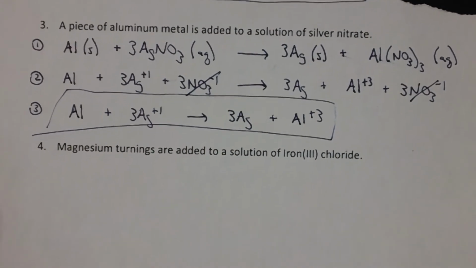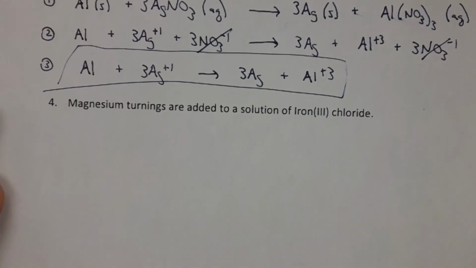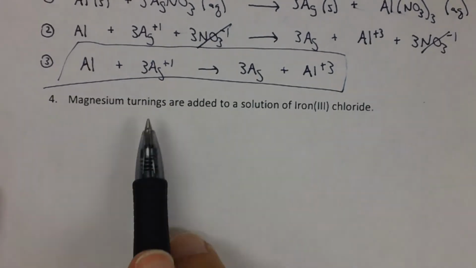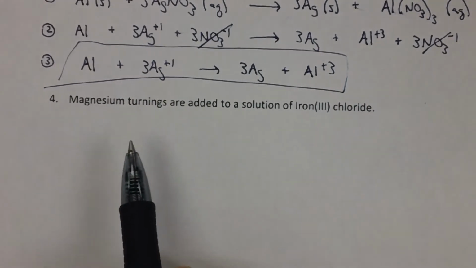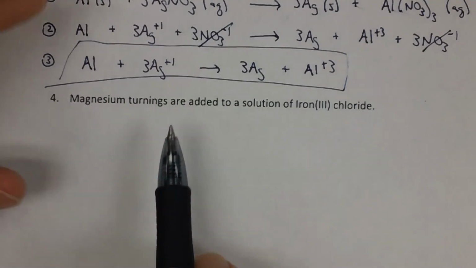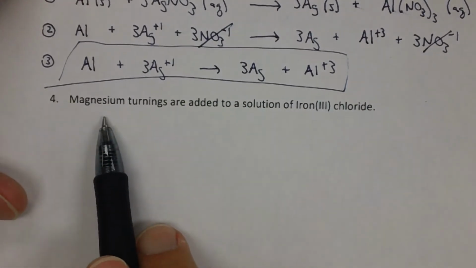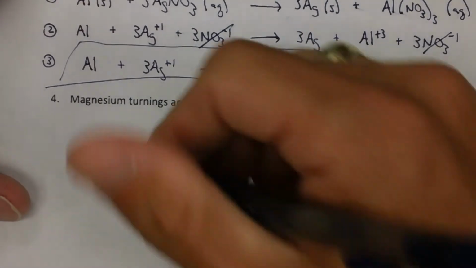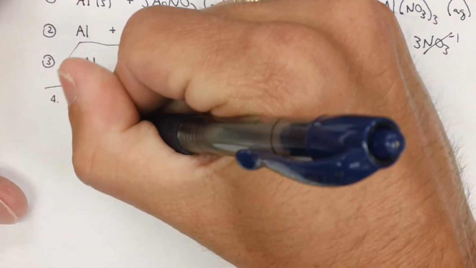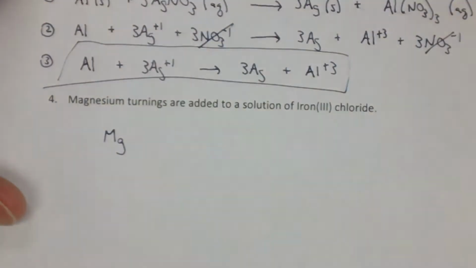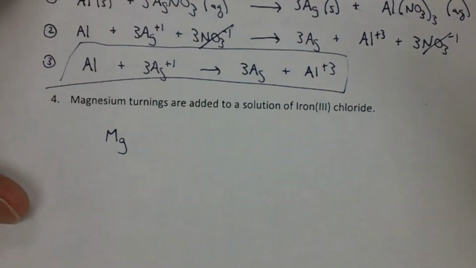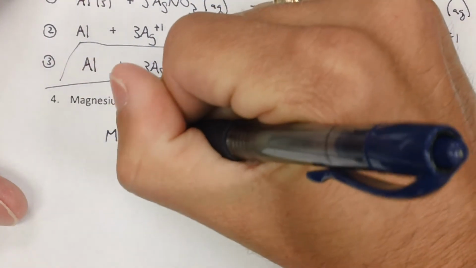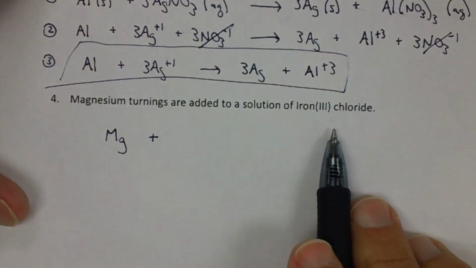Good, so how would we do this a little quicker? Here it comes. Turnings, I think we talked about before break. Turnings are like little pieces of ribbon, almost like tinsel on a Christmas tree, little thin pieces of ribbon. So this is magnesium turnings. They're solid pieces of magnesium. So solids always play. That magnesium is going to play as a solid. It's going to be added to iron 3 chloride.